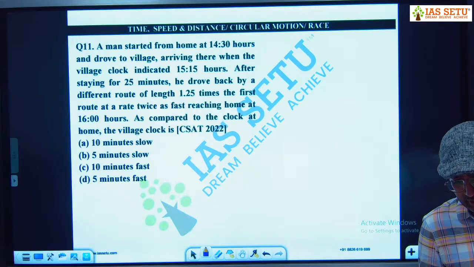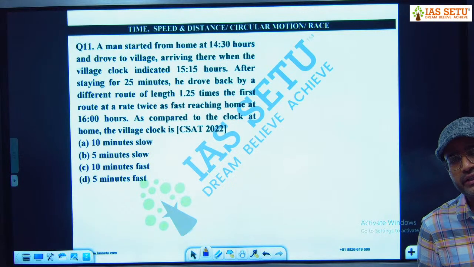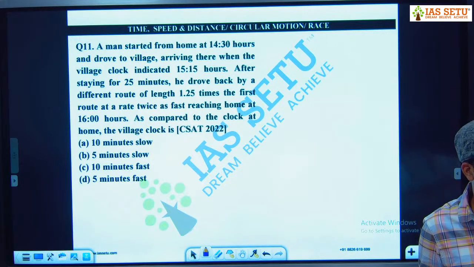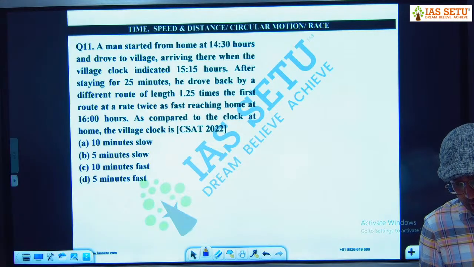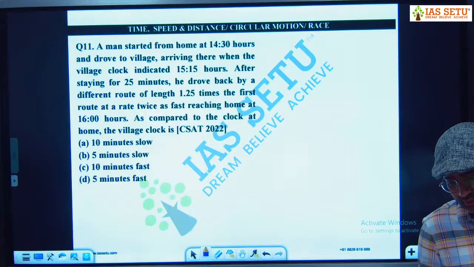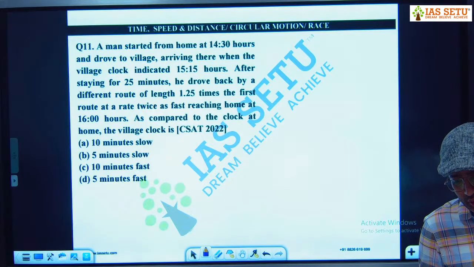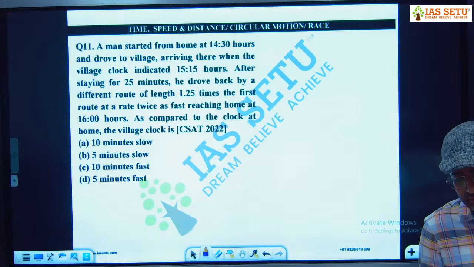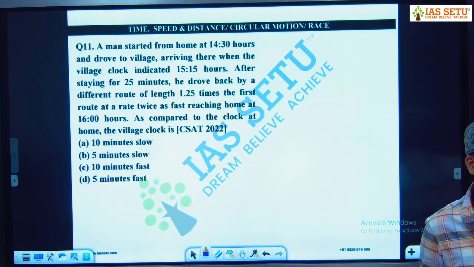At a rate twice as fast. The route was longer but the speed was double. Reaching home at 4 o'clock. As compared to the clock at home, the village clock is: 10 minutes slow, 10 minutes fast, 5 minutes fast, and so on.